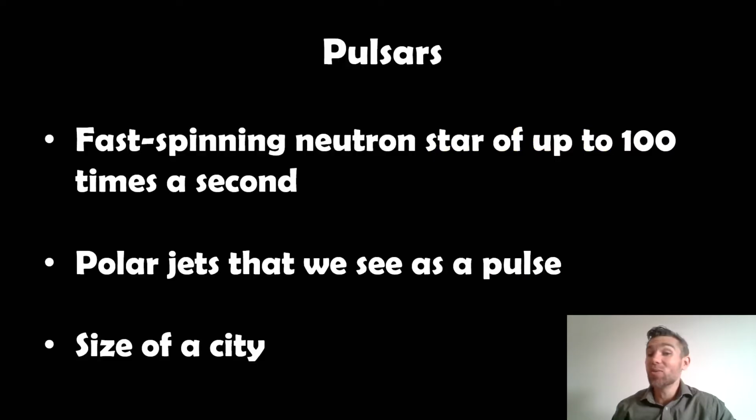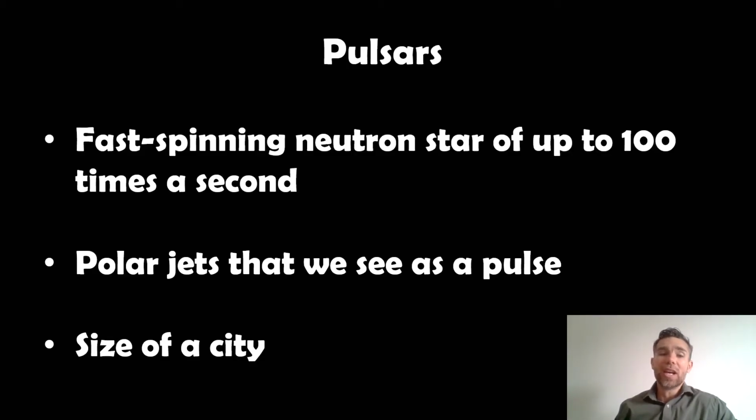So as a general rule, pulsars are very fast rotators. They are fast spinning neutron stars and they can spin up to hundreds of times a second. So these are very, very fast rotating. They are quite small. You can imagine them to be about the size of a city. So you're talking about a 20 kilometer sort of size, very small, very dense, but also very heavy. So these are going to be heavier than the sun, but the size of a city. And then they have these polar jets that we see as a pulse.